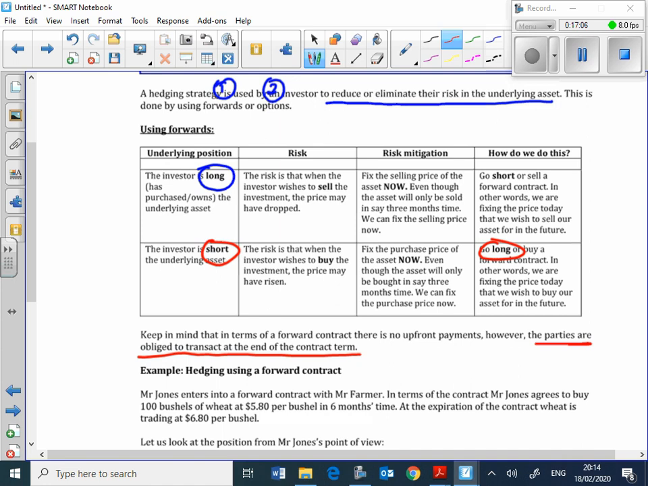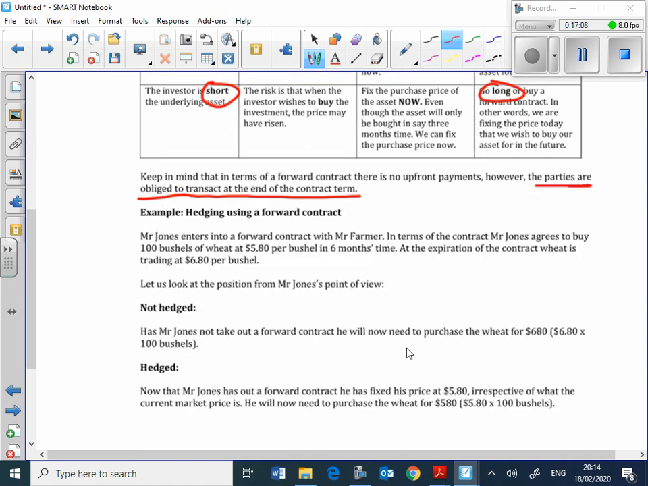Okay. And we've looked at this many times before. I'm not going to spend too much time. Let's just have a quick read through it, in fact. Mr. Jones enters into a forward contract with Mr. Farmer. In terms of the contract, he agrees to buy wheat at a price of $5.80. At expiry, the spot price is $6.80.